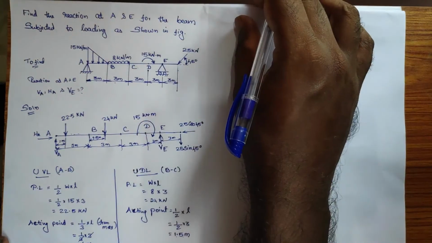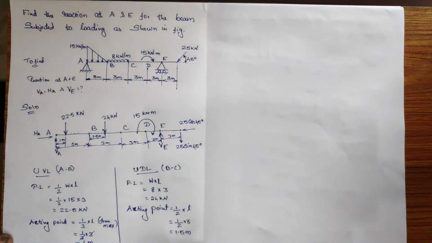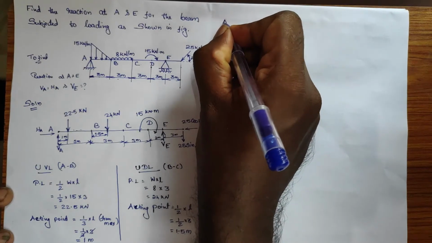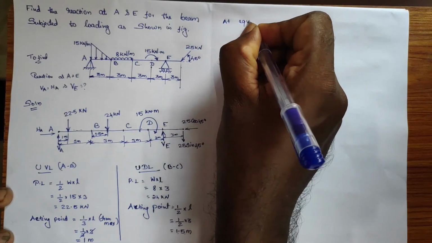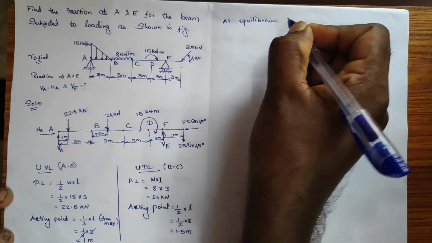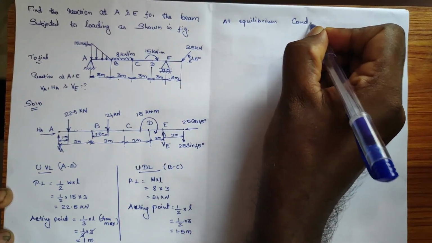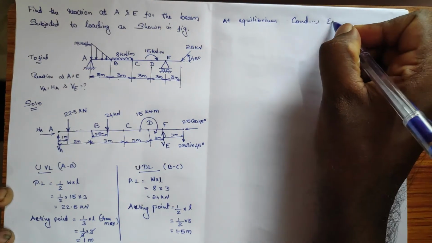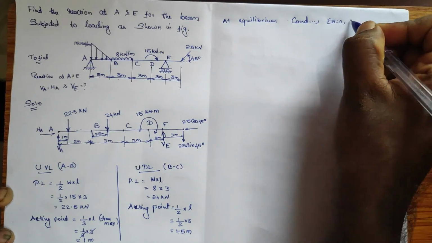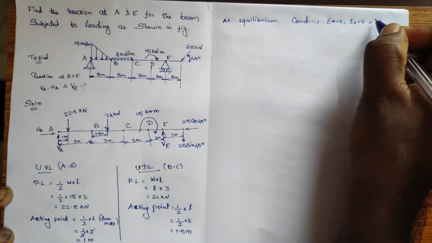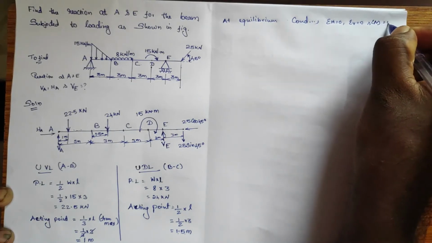So here we are going to apply the equilibrium conditions. What are the equilibrium conditions? The equilibrium conditions are: sum of horizontal force is equal to 0, sum of vertical force is equal to 0, and moment about any point is equal to 0.